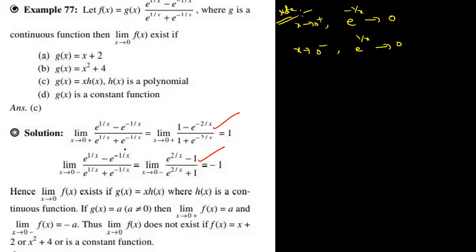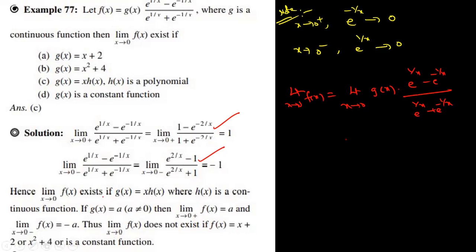Now, see, limit x tends to 0 of f of x exists if, when it is possible, g of x is equal to x into some h of x, where h of x is a continuous function. We are talking about f of x: limit x tends to 0, g of x into e power 1 by x minus e power minus 1 by x, divided by something like that.